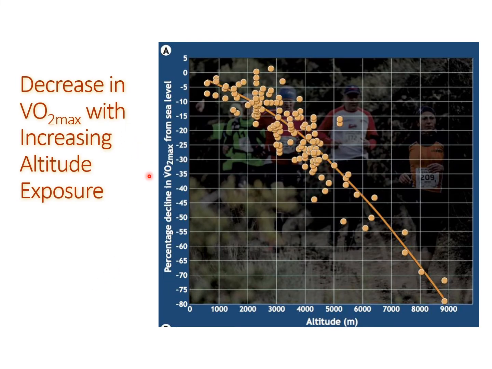So here we go. This is a nice visual for you. You got the altitude down here on the x-axis. You got your percent decline in VO2 max from sea level. So it's showing you by percentage how much it decreases as you increase in altitude. So you can see that there's some people, once they get to 9,000 meters, their VO2 max is decreased by 80%, and that is massive. So this is a very, very high altitude, but the stress on your system is very, very significant.